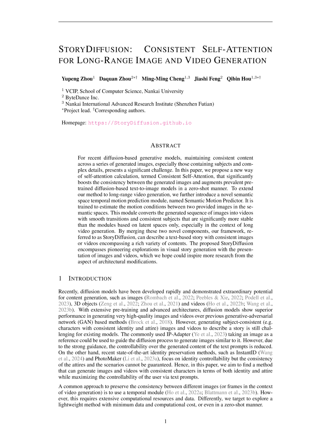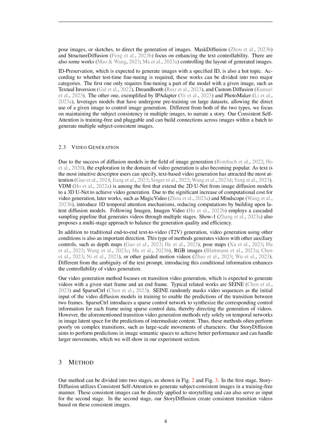The proposed method aims to solve the problem of generating images and videos with consistent characters in terms of both identity and attire, while maximizing the controllability of the user via text prompts. The method targets maintaining subject consistency in multiple images to effectively narrate a story, which is a challenge faced by existing models in text-to-image and video generation tasks.